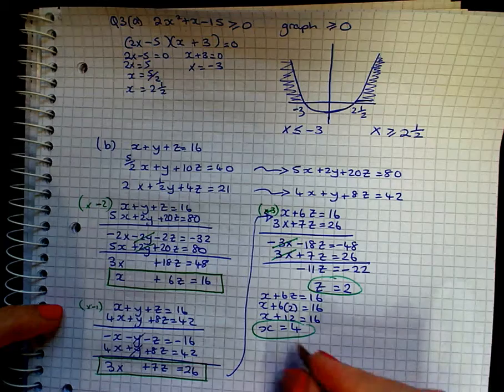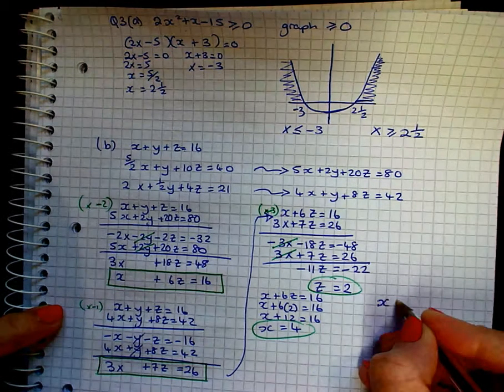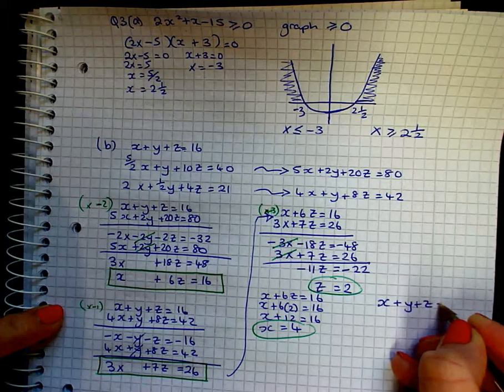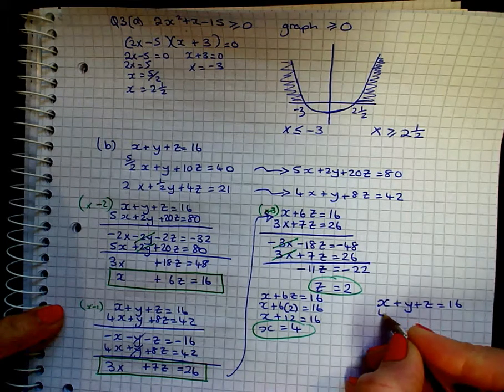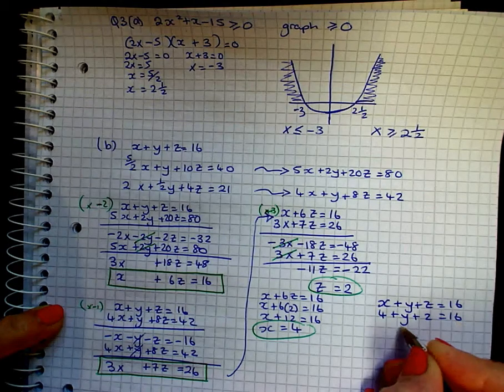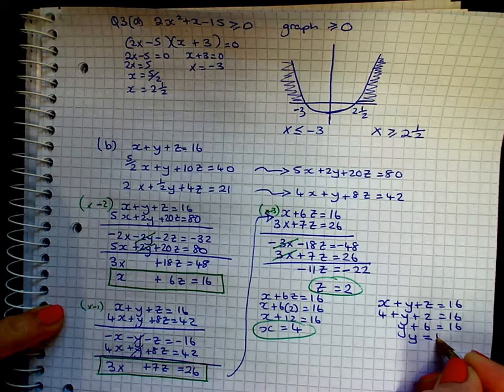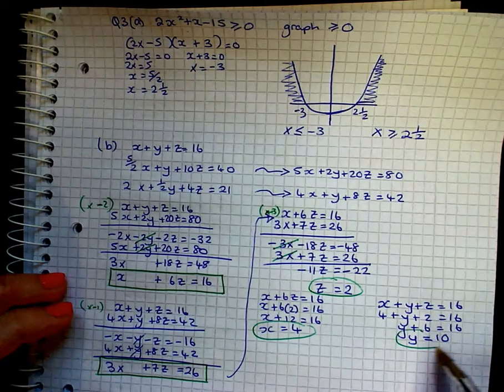So I'm going to take my first equation once again because there's less work. So I'm just going to move over here. x plus y plus z is equal to 16. So 4 plus y plus 2 is equal to 16. So y plus 6 equals 16. y is equal to 10. So here are my three variables.